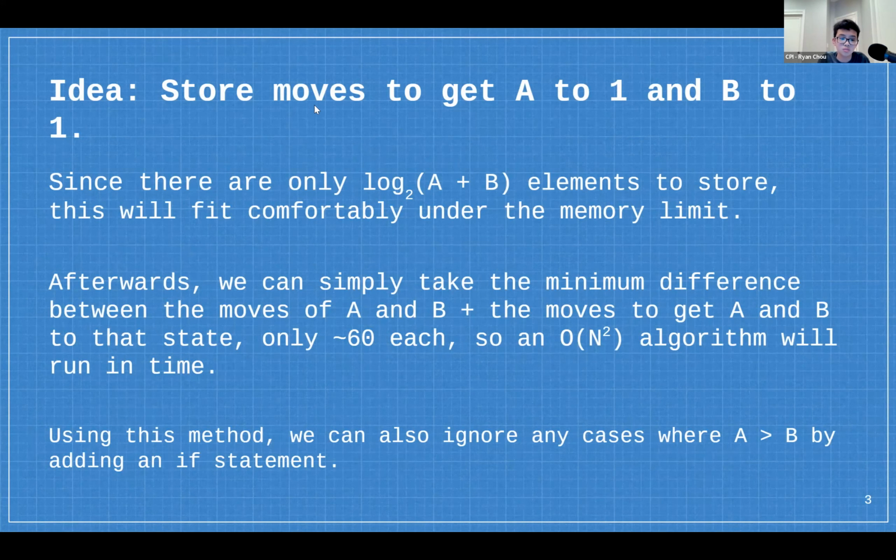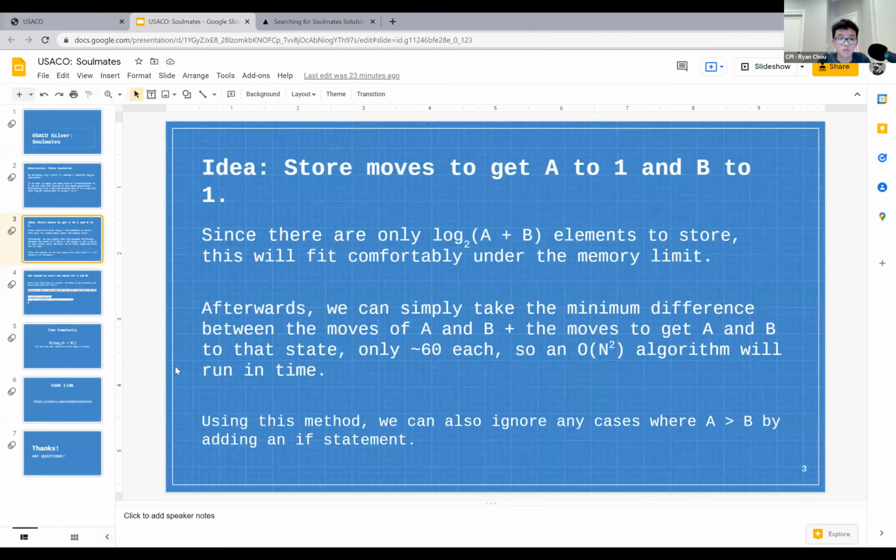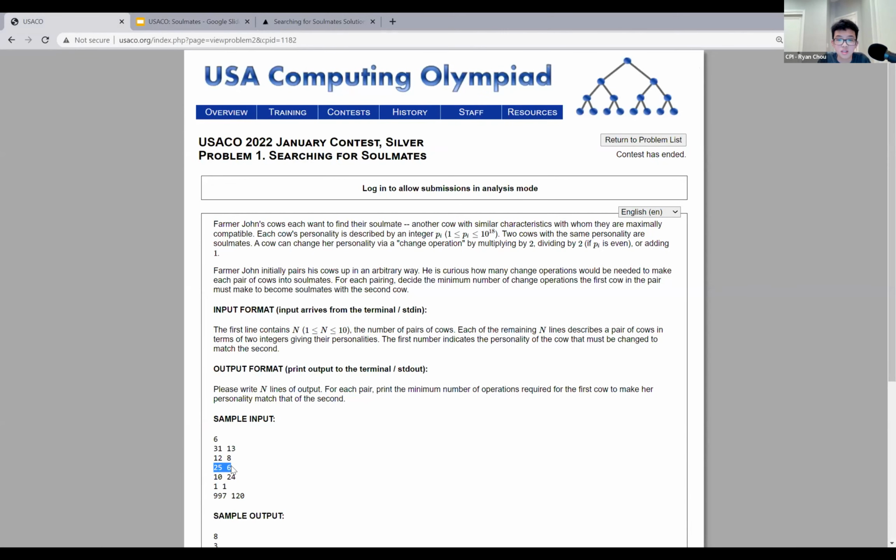Also, there's a case where A is greater than B. In that case, we have to divide by 2 until it becomes lower than B, because there's no other operation that decreases it. So we always have to divide by 2 in the case where A is greater than B.